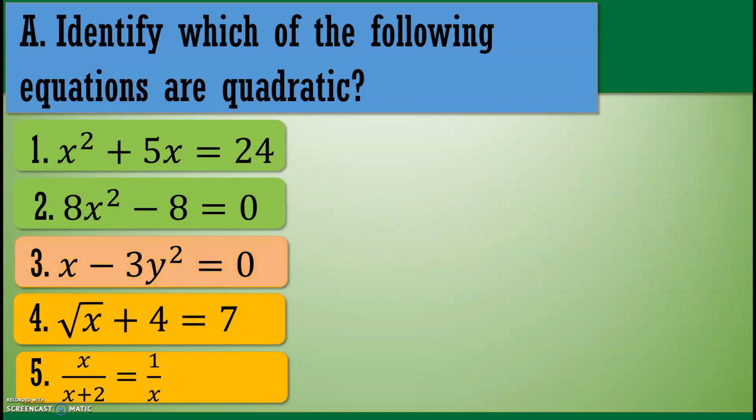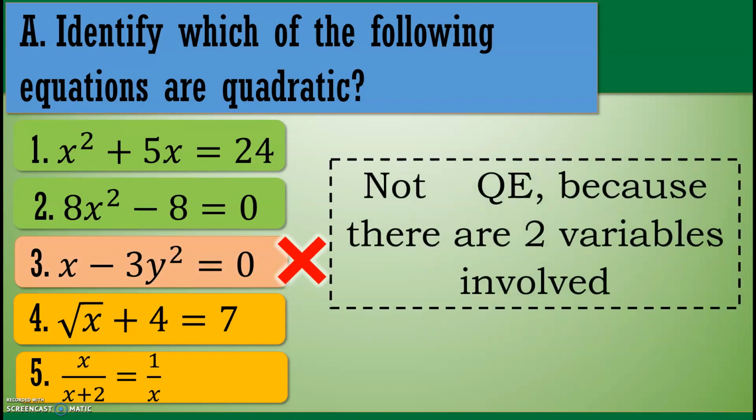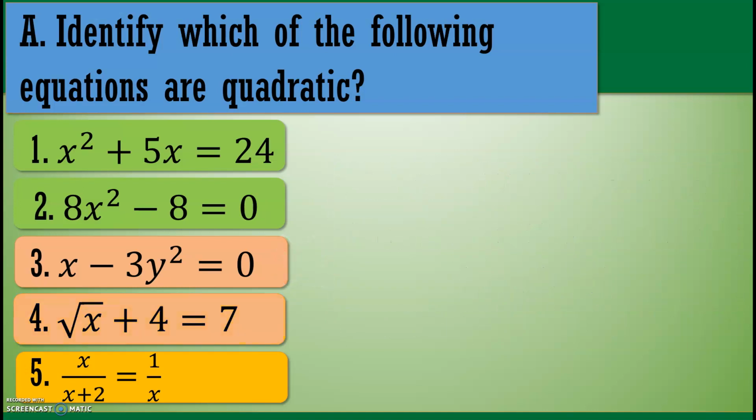How about number 3? Is it a quadratic or not? Of course it's not. Again, I said earlier, a quadratic equation is an equation expressed in one variable. Okay, one variable. How about number 3? How many variables are there? Okay, so it's not a quadratic equation because there are 2 variables involved.